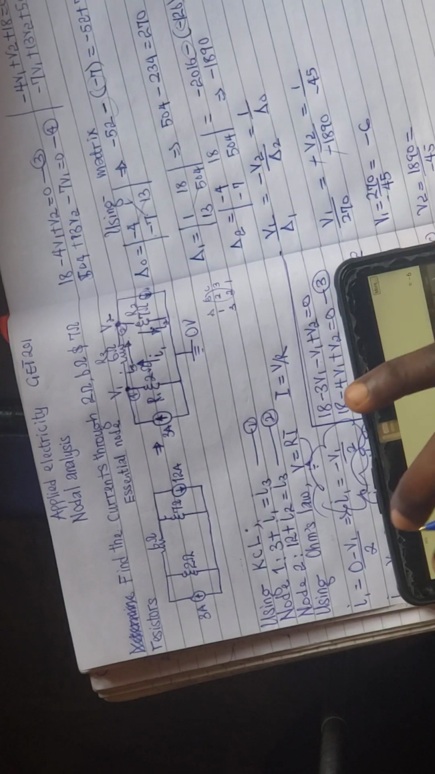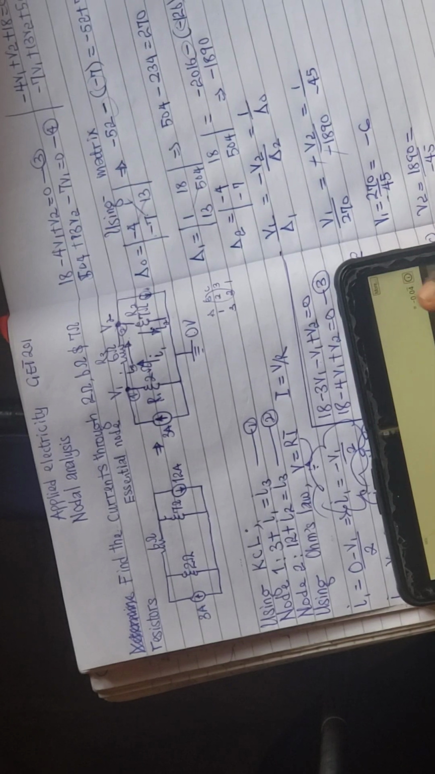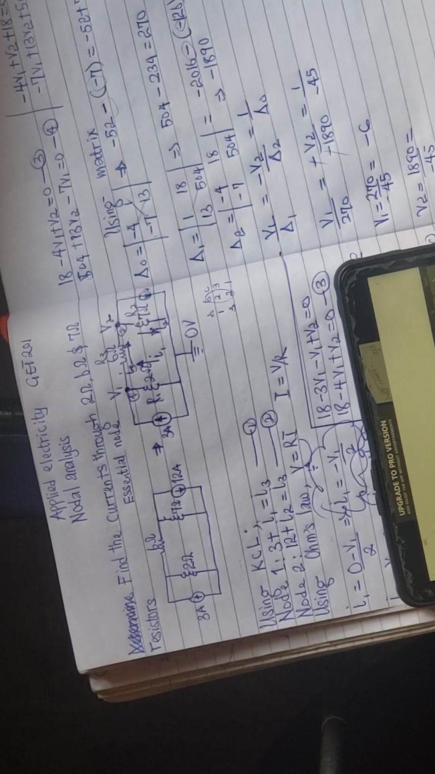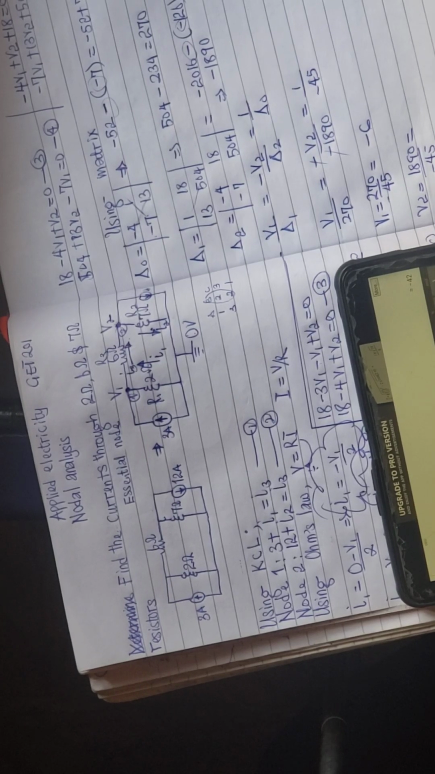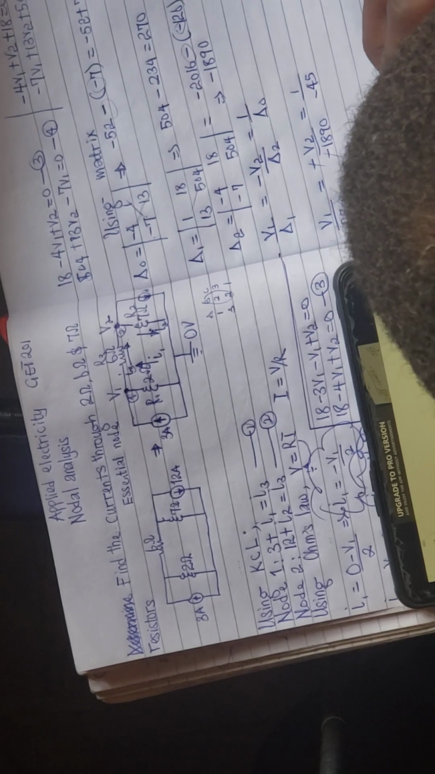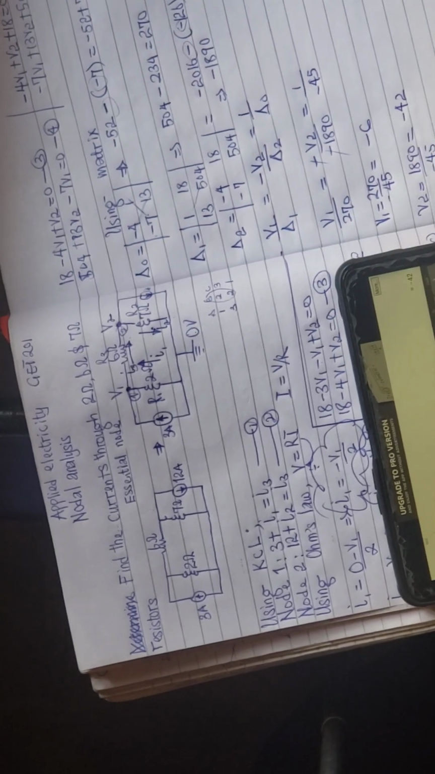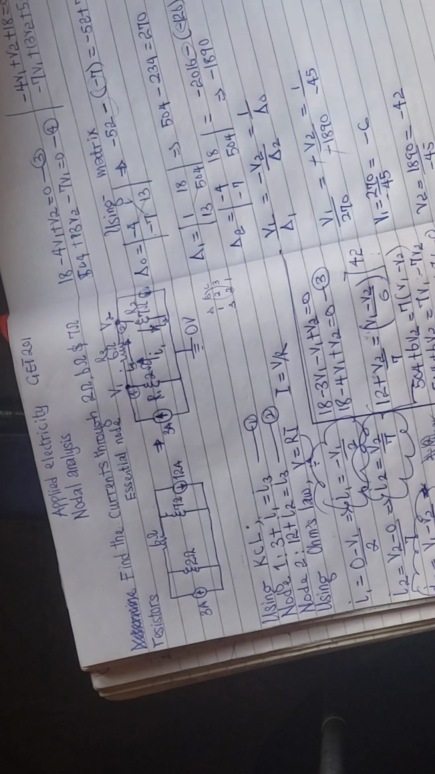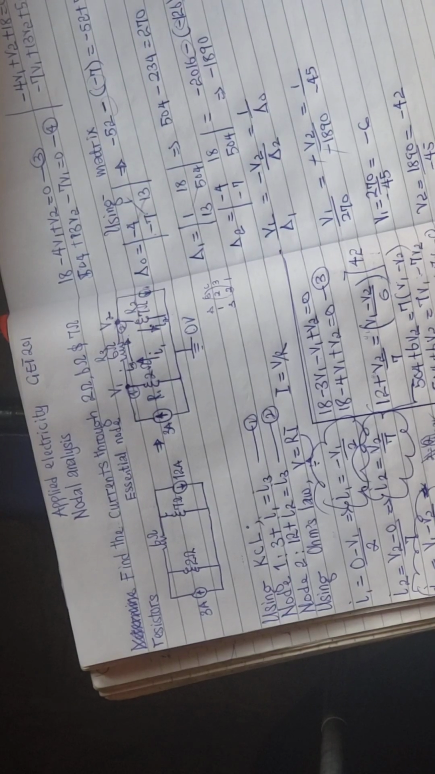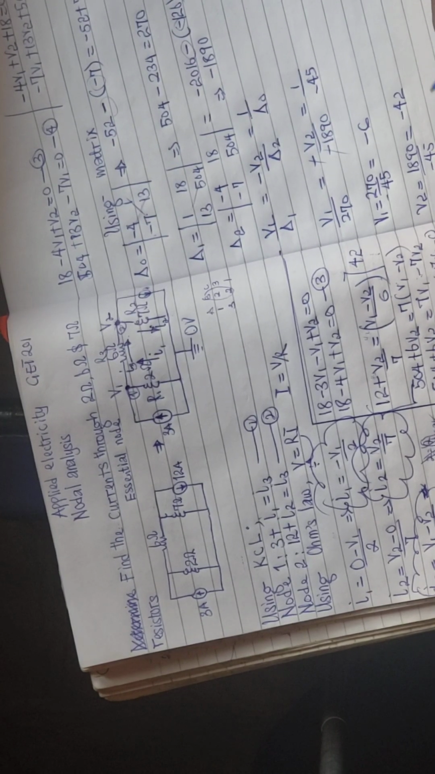This one also, let me just change the values. It gives me 1,890 divided by minus 45, so it gives me minus 42. So what will I do now? What should I do? This is what I'm going to do.